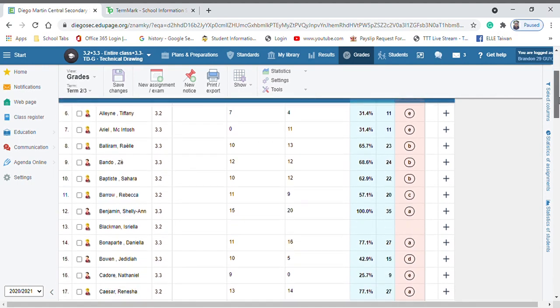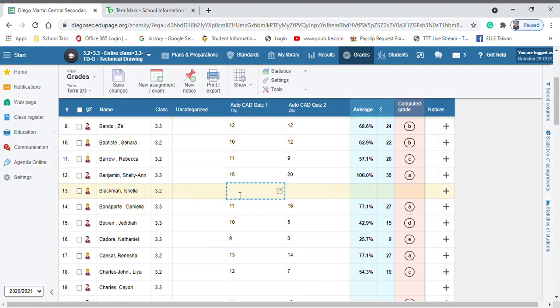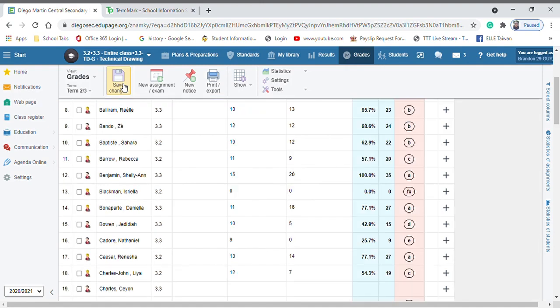One more thing, notice for this particular student, Israela Blackman, she did not attempt any of the quizzes, so I just left it blank because I know her average or her percentage would be 0. So no headache in entering zeros there, because even if I enter the zeros, it's still going to show up as 0%. Now the changes will not take place for all the zeros that I enter unless I save. So I need to save in order for those changes to be made. Great.